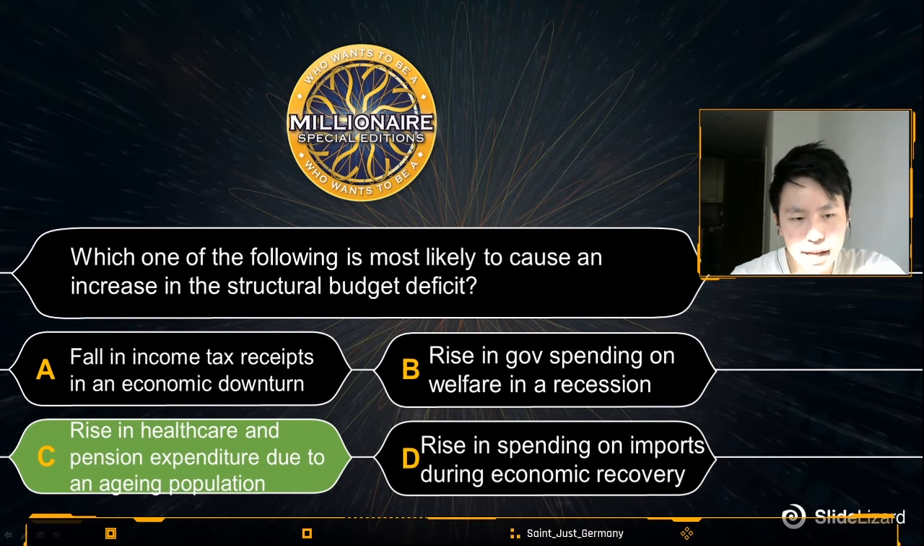So A, fall in income tax receipts in an economic downturn. This would be a short-term thing, right? Whenever they talk about a cyclical thing or economic downturn or recession, all of these are short-term or economic recovery, but it's not a structural budget deficit. So A, B, and D will be more of a cyclical budget deficit, yeah. Okay, cool.